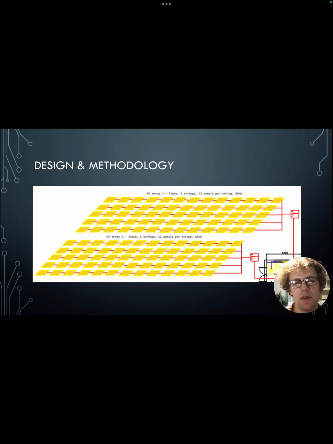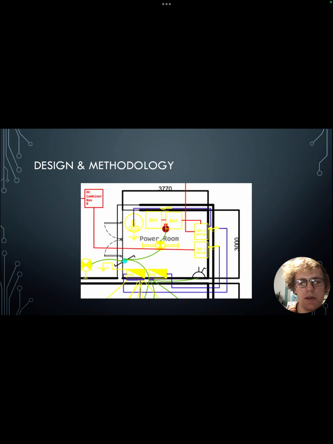So a string refers to one parallel branch. So we have 5 of those branches, and in the next array there are 2 arrays. The next array is also 5 strings, 13 panels in a string, and they are the Yinko solar panels as they were specified in the project report. So we can also see that each of our 2 arrays are 36 kilowatts in capacity.